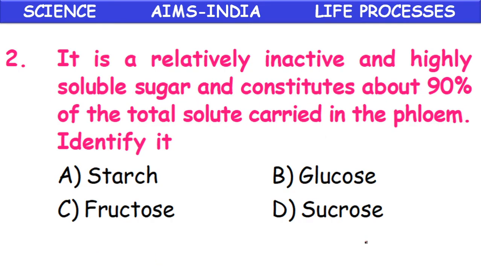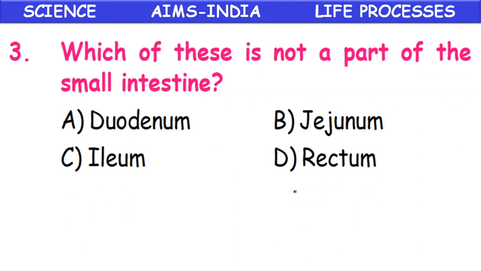Next, it is a relatively inactive and highly soluble sugar and constitutes about 90% of the total solute carried in the phloem. Identify it. During photosynthesis, after the formation of glucose, the glucose is soluble. If it is not converted to an insoluble form, it may be utilized in the leaf itself. So it has to be transported to the remaining parts of the plant. That is translocation of organic solutes. So that glucose is converted to sucrose, D.